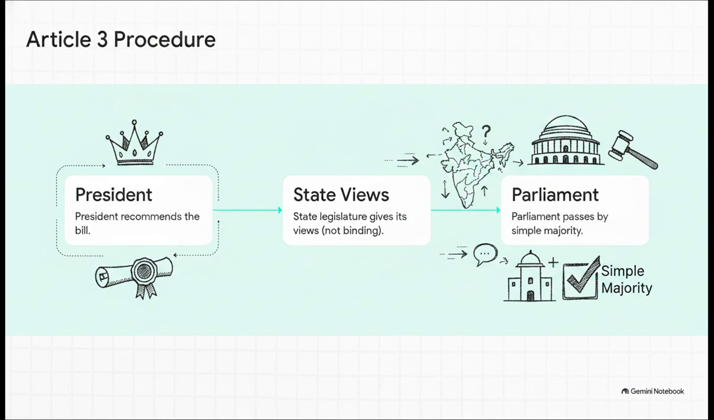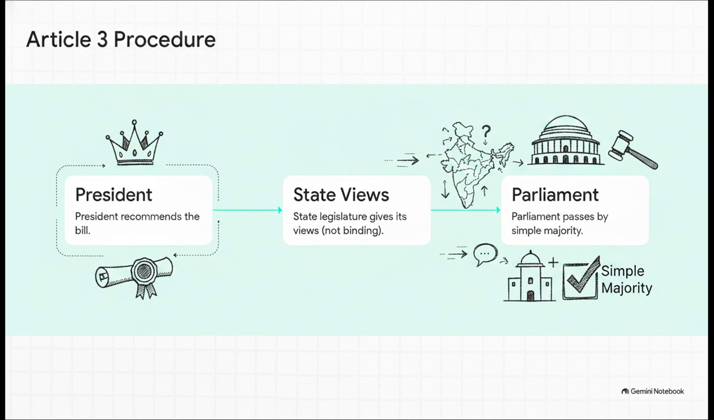So how did these internal borders actually get changed? Article 3 lays out the precise steps for Parliament to redraw a state's boundaries. First, a bill is introduced, but only with the president's recommendation. The president then refers it to the concerned state legislature to get their views. But, and here is the absolute kicker, those views are completely non-binding. Parliament can just listen and then ignore them entirely if they choose to.